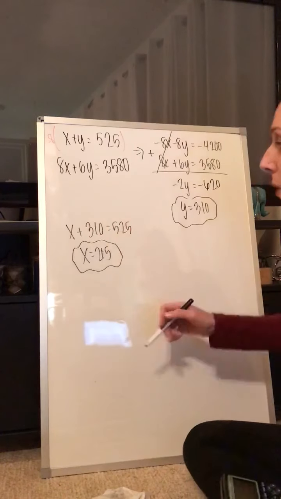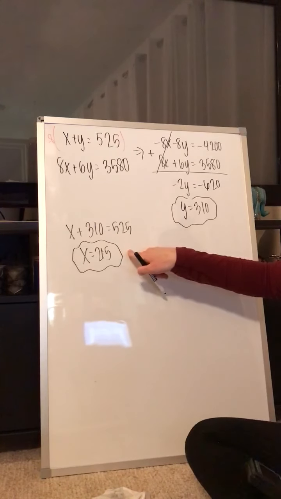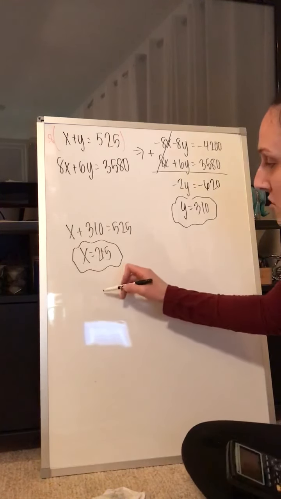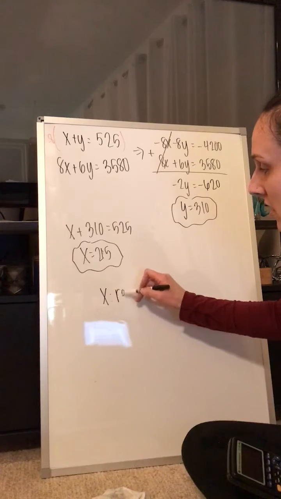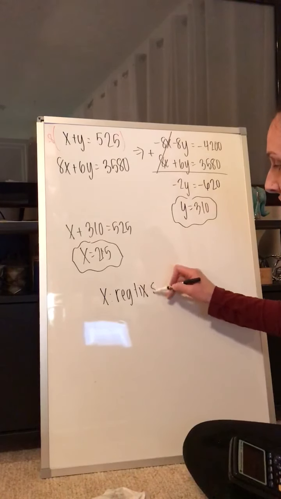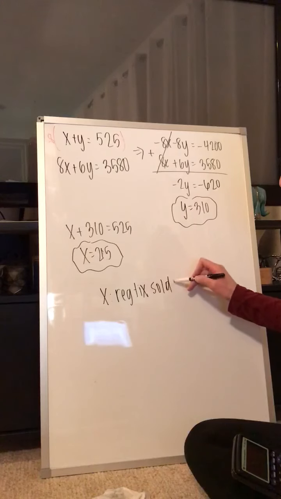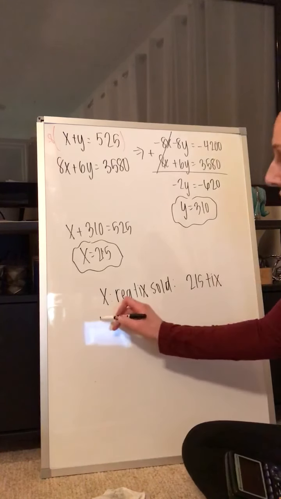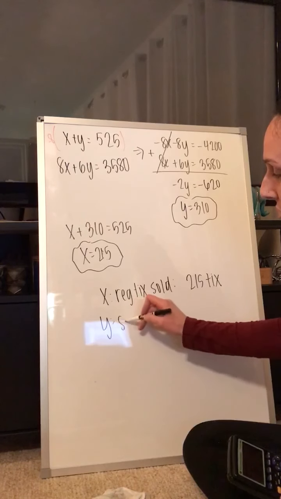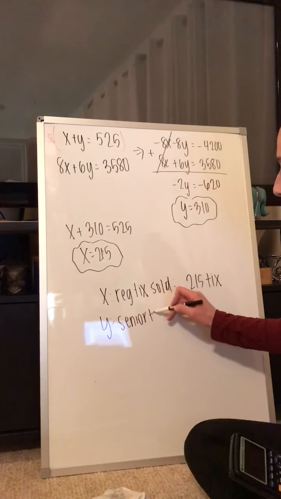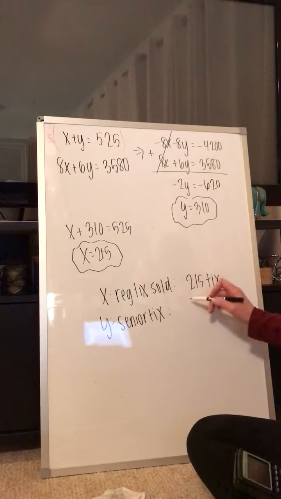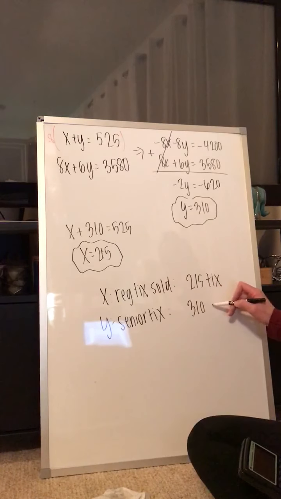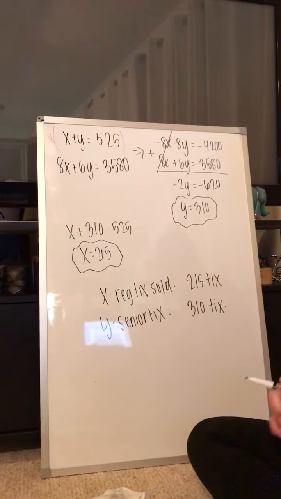Okay, so to answer the question, remember that the x variable represents the number of adult tickets, or the regular tickets sold. So that means that there were a total of 215 regular tickets sold. The y value, remember, represents the number of senior tickets sold. So that would mean that the number of senior tickets sold would be 310.